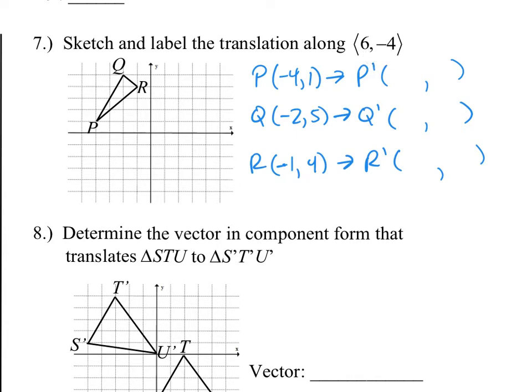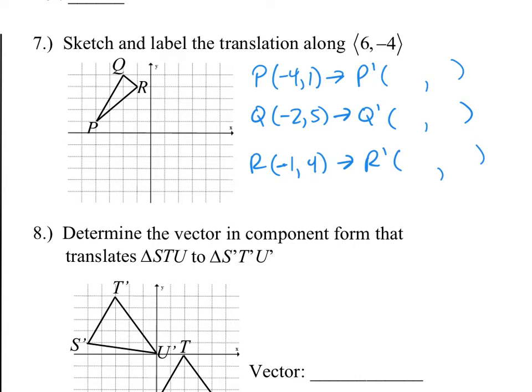So what we need to do is take these x values. We're going to increase all the x values by 6. And then we'll take each of these y values and we'll decrease them by 4. All right, so again, on the quiz, you will be provided with the pre-image points, and you'll be asked to provide the coordinates of the image points, and then you'll graph those points. So let's start with P.